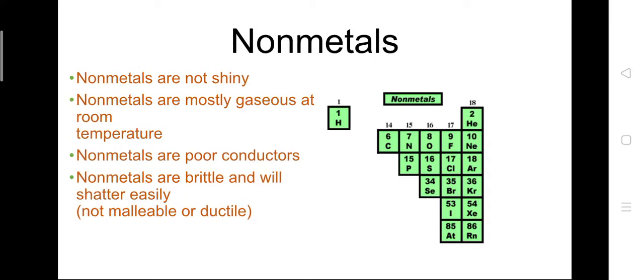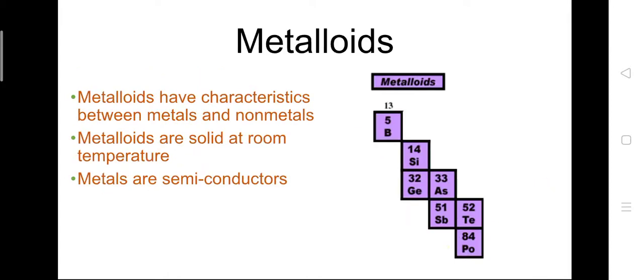Non-metals are not shiny. Non-metals are mostly gases at room temperature, and they are also poor conductors, so it is hard for electricity to move inside non-metal elements. Non-metals are brittle and will shatter easily. Metalloids have characteristics between metals and non-metals. Metalloids are solid at room temperature and are semiconductors.